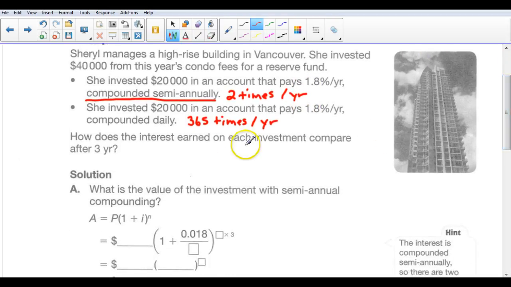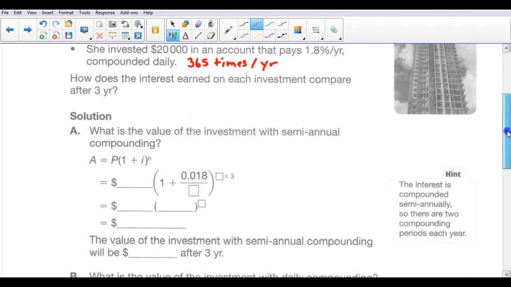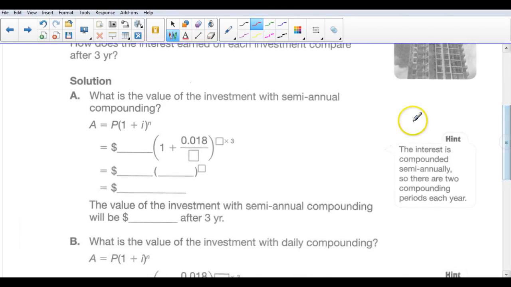So, how does the interest earned on each investment compare after 3 years? Well, the only way we can compare them is by actually taking these numbers for each individual situation and plugging them into the interest formula, the compound interest formula. So, solution. What is the value of the investment with semi-annual compounding? Well, it's still the same formula. Amount is equal to P times 1 plus i to the n.